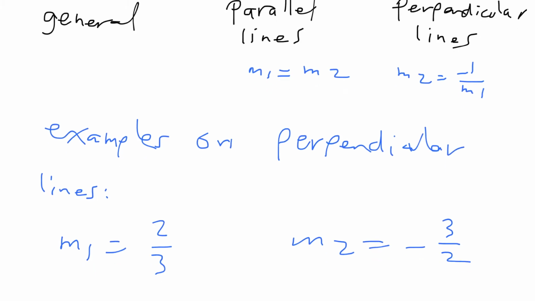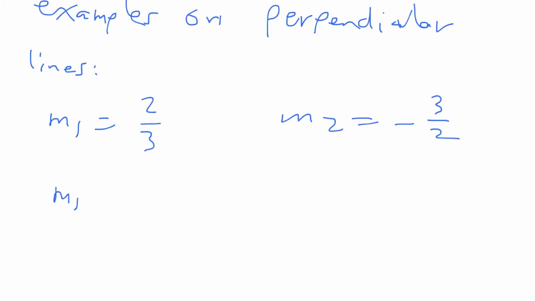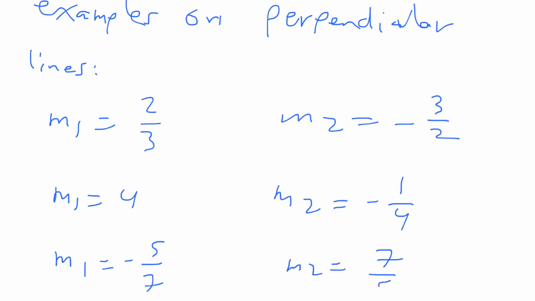Another example. Suppose I have m1 equal to 4. m2 will be minus, because the first one is positive. And this 4 is 4 over 1, right? So 4 over 1 becomes 1 over 4. Clear? So you do two things. Another example. Suppose m1 is equal to minus 5 over 7. m2 will be 7 over 5. It becomes positive and also you invert the fraction.